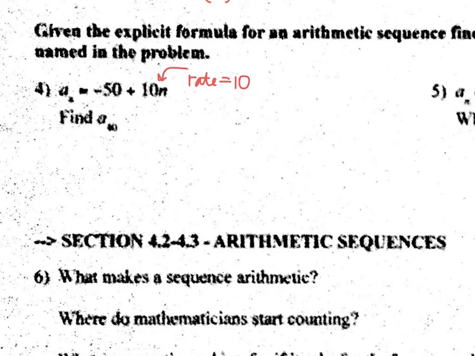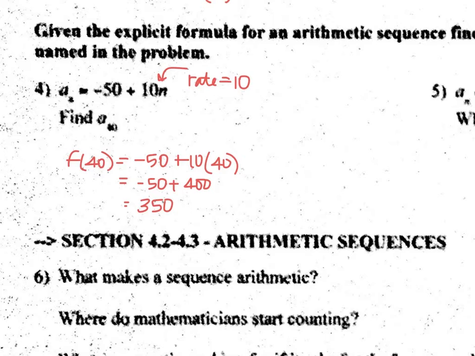So I'm going to say that f of 40 equals negative 50 plus 10 times 40. All right, we work that out. We got to multiply first. Negative 50 plus 400 is going to give me 350. So the way we're going to write our final answer is that the 40th term is 350. Or you could say f of 40 equals 350. I'll accept either of those answers.